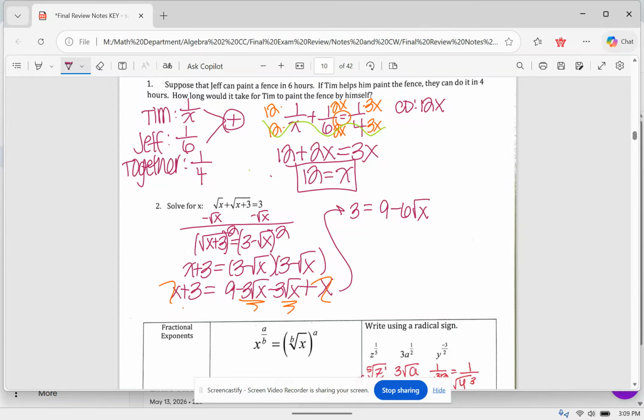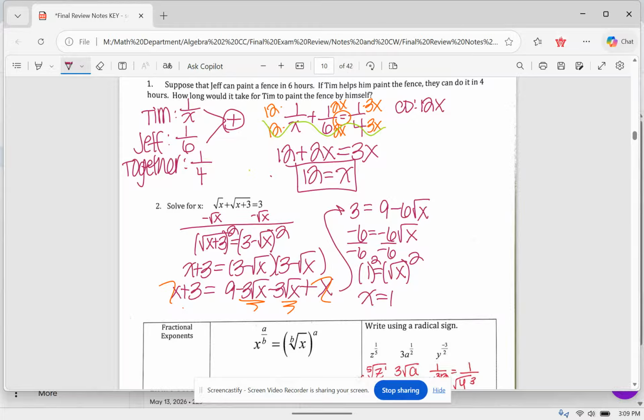Okay, we're not done yet. I still have to get rid of now the other radical. I'm going to subtract the 9, so that'll give me a negative 6. And then I'm going to divide both sides by negative 6 because I want to isolate the radical. Now if I square both sides, I end up with x equals 1.